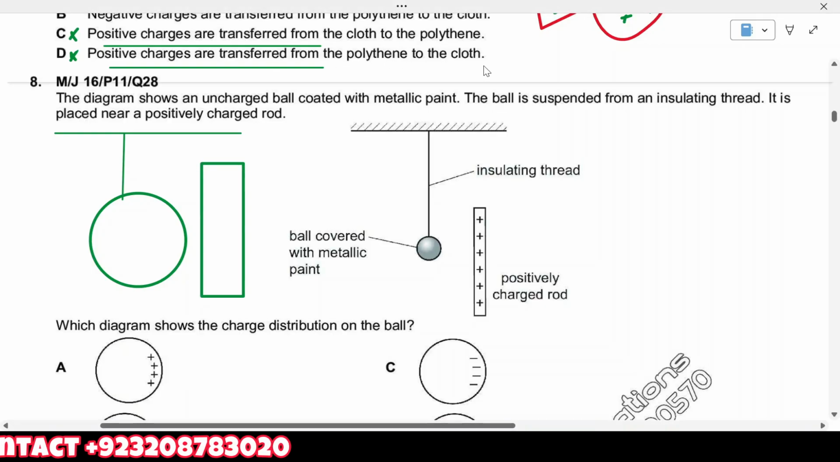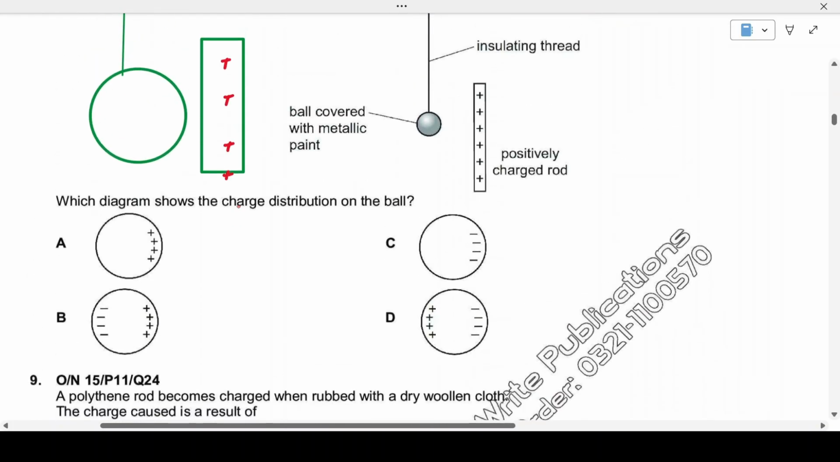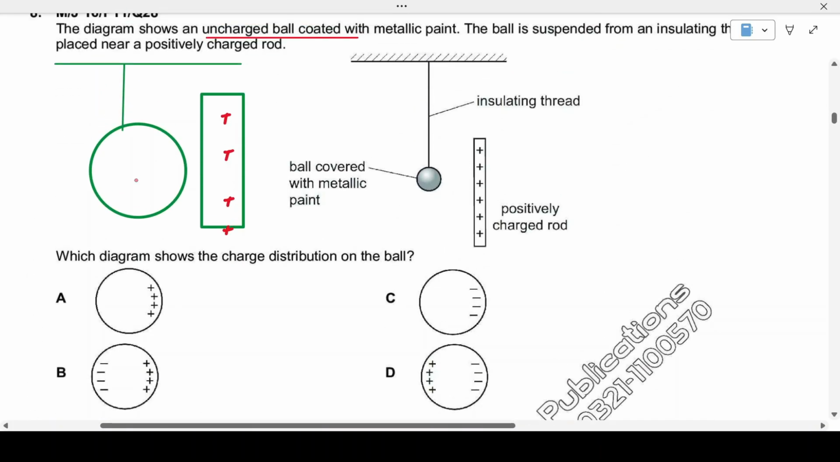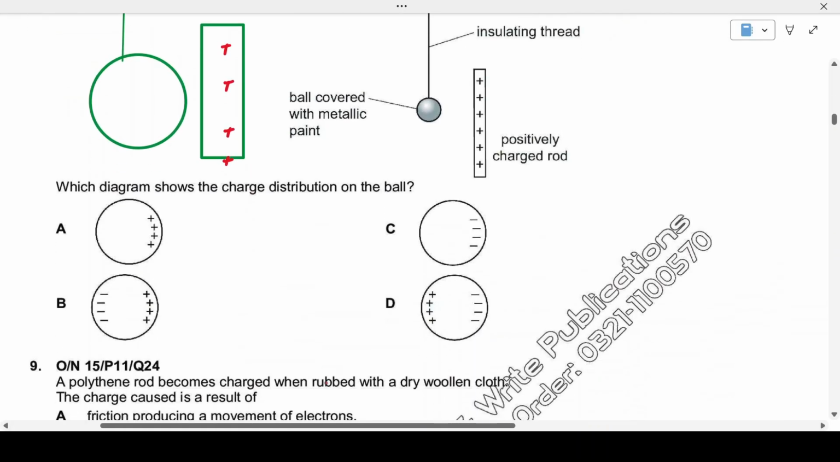So the rod has positive charge, and we have an uncharged ball with metallic paint, so it should contain both positive and negative. So the question is technically about the distribution of the charges. Any guess? D is the right answer, absolutely. So negative will be attracted and the positive would be pushed all the way to the back.